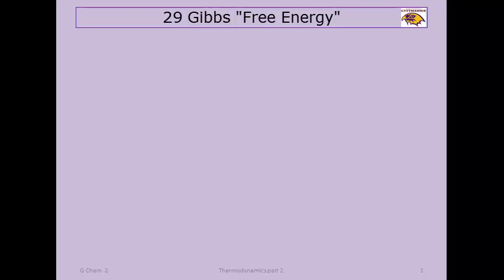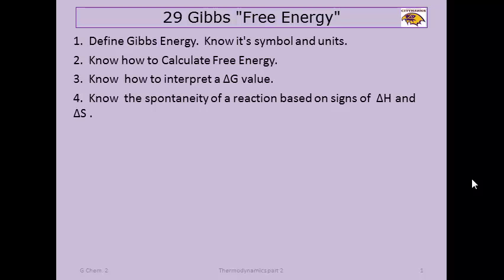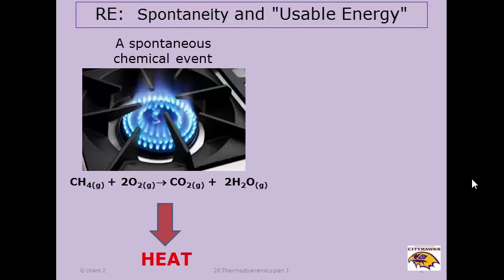After today's video, hopefully you'll understand what Gibbs energy is, know its symbols and units. You'll know how to calculate it. You'll know how to interpret it when you see a free energy value. You'll know how to evaluate spontaneity of a reaction based on Gibbs free energy. And when spontaneity is temperature dependent, find what we call the crossover temperature, which is the temperature above or below which things become spontaneous.